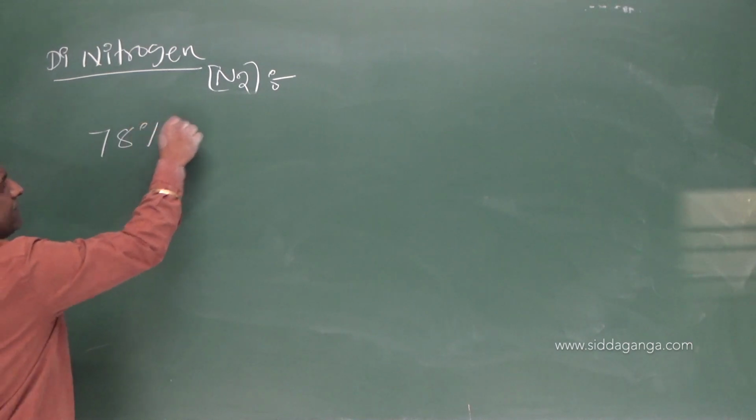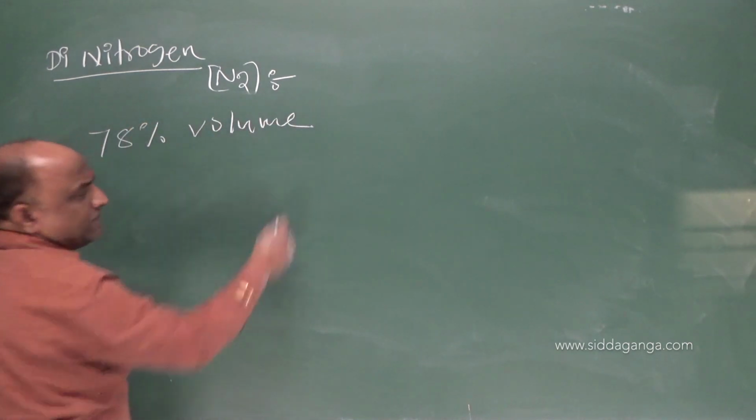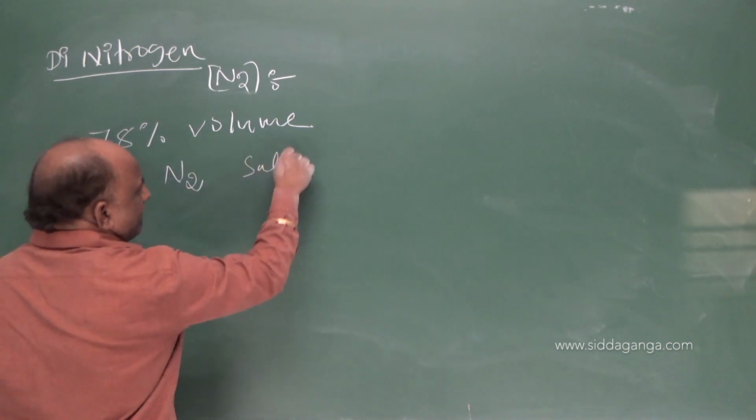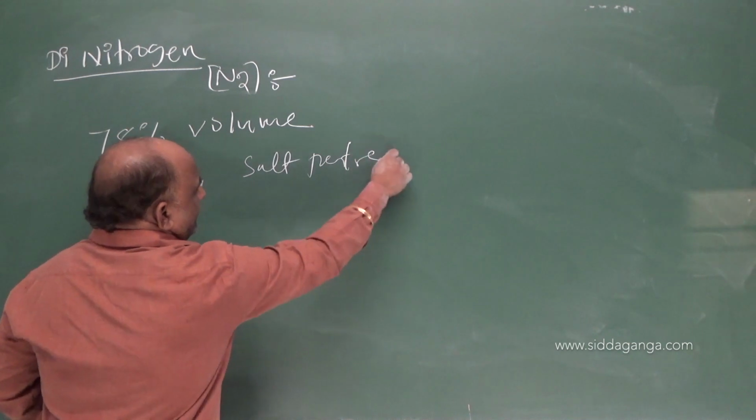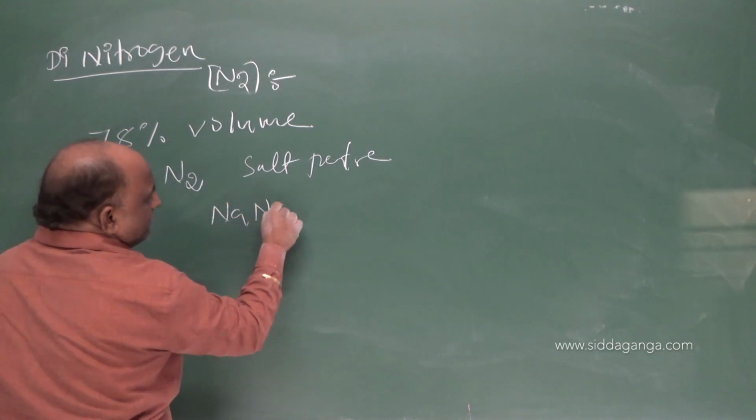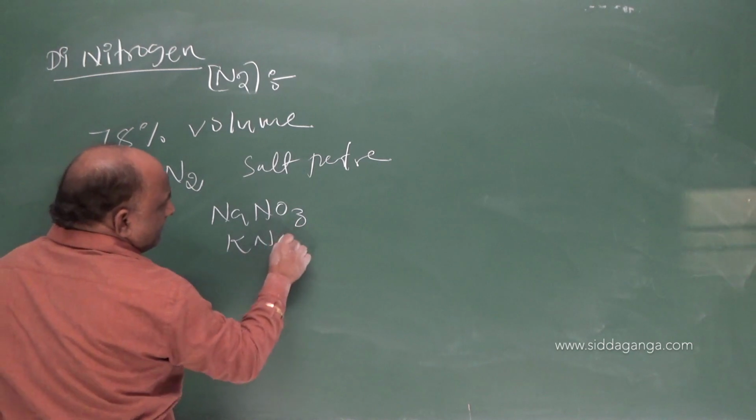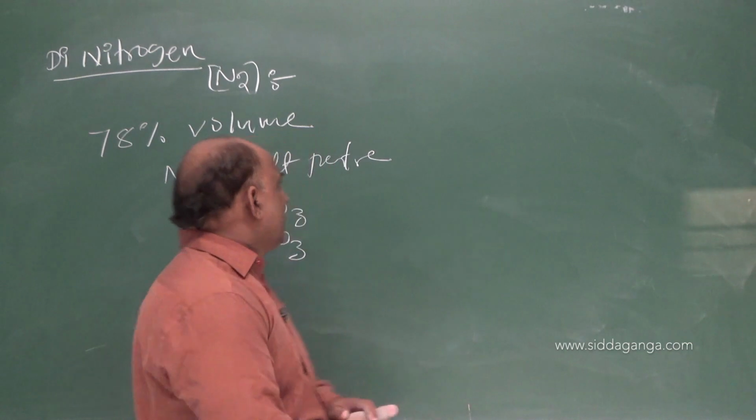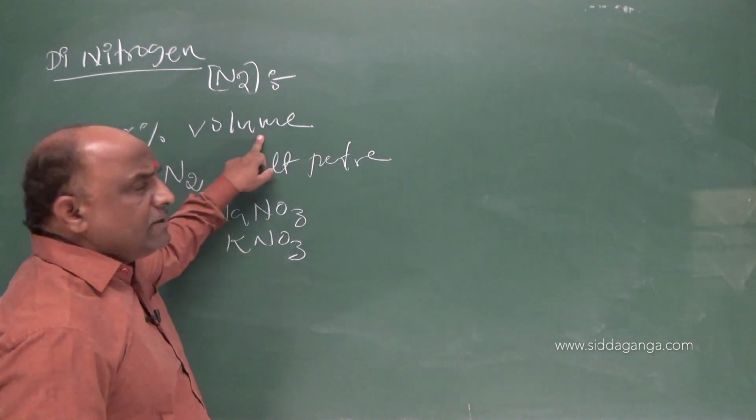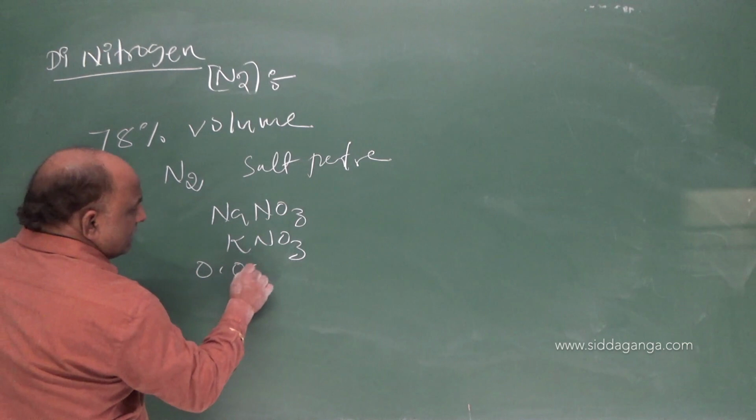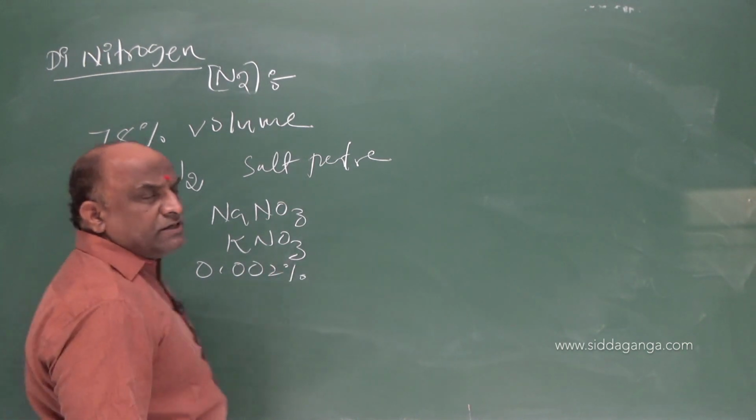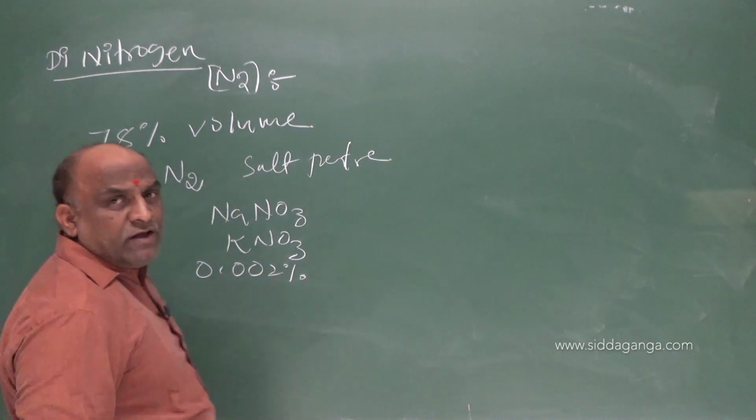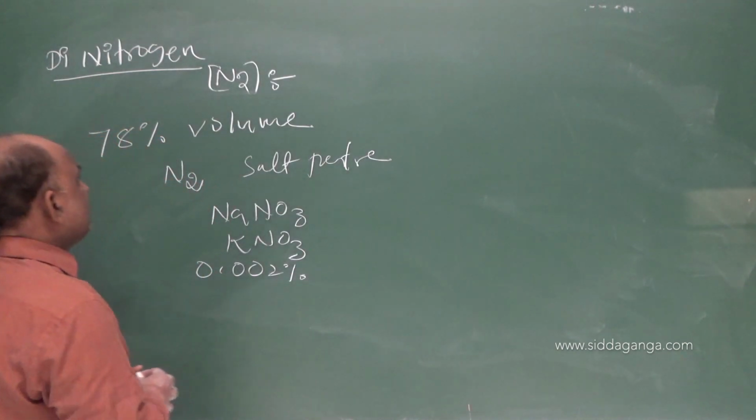In atmospheric air it is available at 78% by volume, and dinitrogen is available in saltpeter, that is NaNO3 and KNO3. NaNO3 is Chile saltpeter and KNO3 is Indian saltpeter. In atmospheric air it is available at 78%, and in the earth's crust it is available in the solid state at 0.002%.